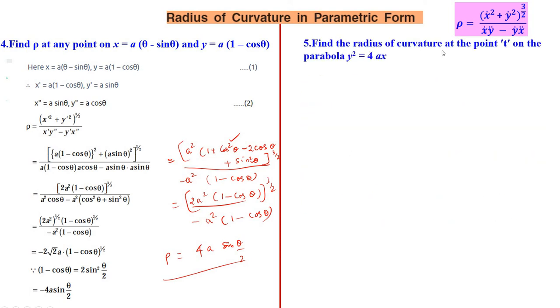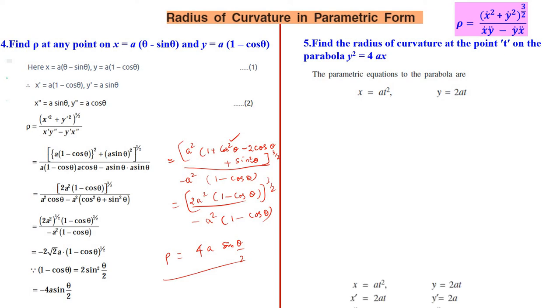Next problem, find the radius of curvature at any point t on the curve y square is equal to 4ax. So that's a parabola, and here the point t is given, the parameter is given, which means you are supposed to use the parametric form only. So the parametric form of the equation of the parabola is given by x is equal to at square, y is equal to 2at. You find the first derivative, x prime 2at, and y prime that will be 2a, x double prime it will be 2a, and y double prime it will be just 0.